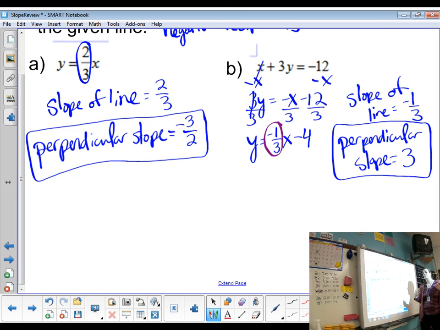I hope this was helpful in understanding the difference between parallel and perpendicular slopes. You can go back over any of the other videos if you're still confused about how to solve for y, how to identify the m from an equation, or any of the other line topics that we've covered so far.